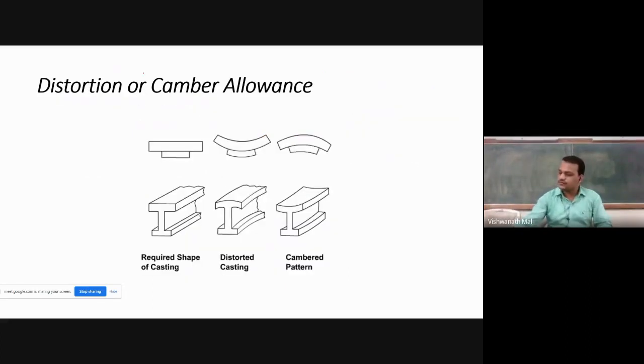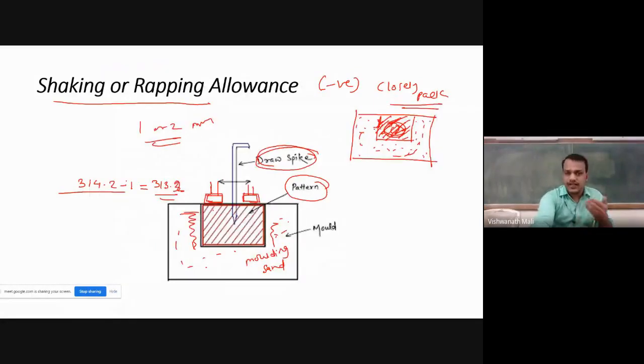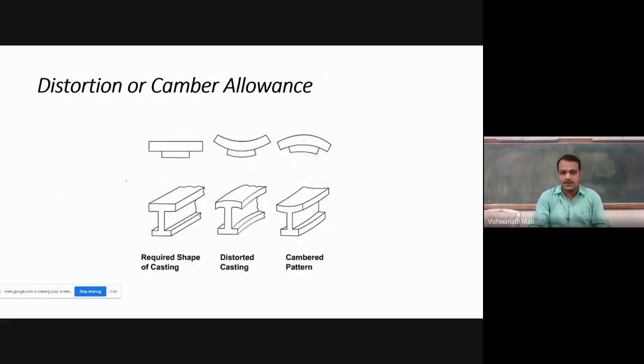And the last one, distortion or camber allowance. In some cases, if you are expert enough that you can remove the pattern easily, or if the part size is small, then you can omit this shaking or wrapping allowance, or else you can give 1 or 2 mm. Okay. The last one is the distortion or camber allowance. Now it depends. This is not a compulsory allowance for every product. It depends on the size and shape of the product.